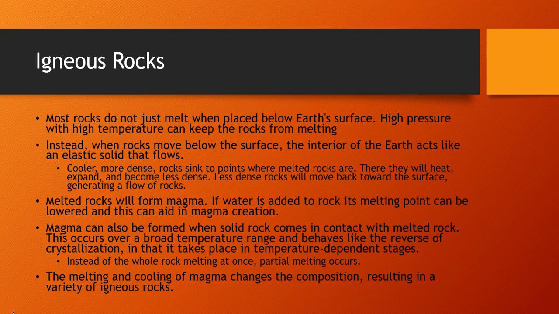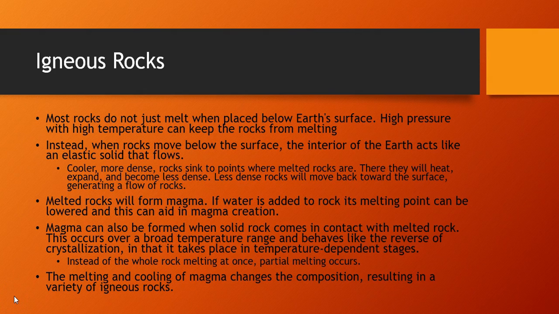As these rocks are there, some of them will melt and form magma. If you add water to that situation, then it's easier for the rocks to melt. It can lower the melting point and you can generate more magma. You can also generate magma when magma comes in contact with solid rock. It can heat up the rock, cause it to melt, and then cause it to recrystallize or reverse the crystallization process. And it does all of this based on the temperature.